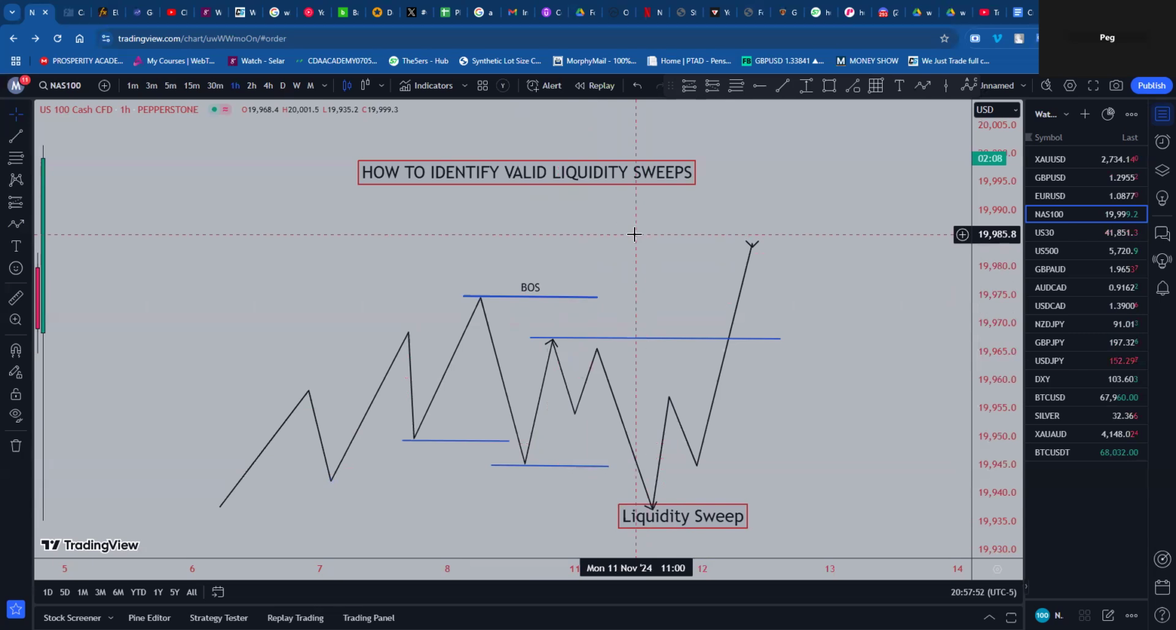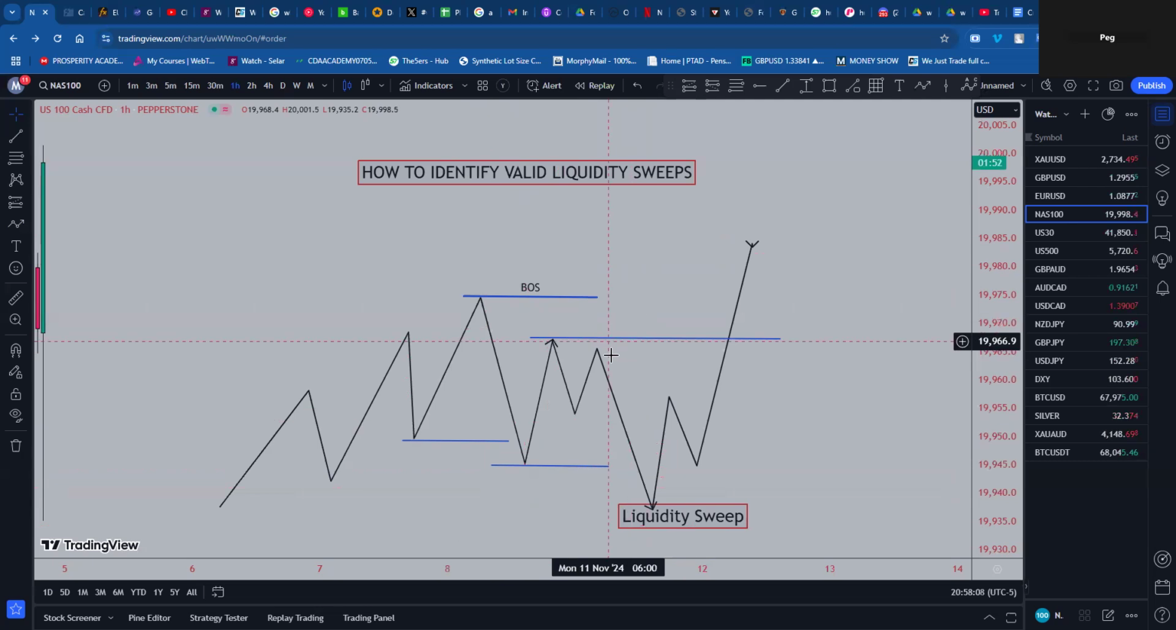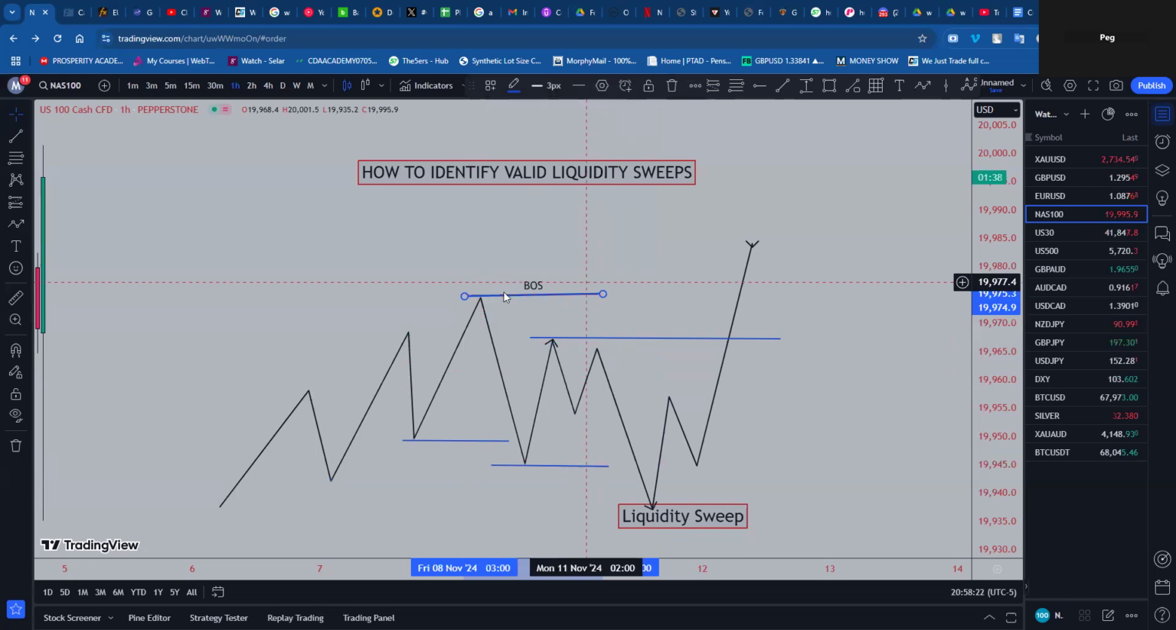Because if I'm taking my entry based on this sweep, I will put my stop loss under this new bottom formed as a result of the liquidity sweep, because I assume that is a strong low. I assume that because it's a strong low, price will not go lower. It will prevent price from going lower. So until it breaks structure to the upside, there is no confirmation that that sweep is valid.